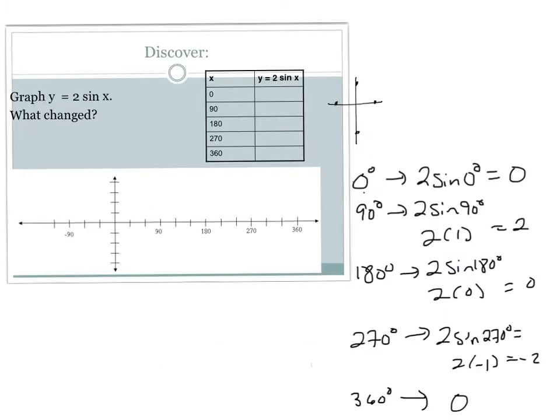Okay, so I got my work here on the right hand side, and I'm going to go ahead and fill in all my values. Basically, I just took 2 times whatever the trig value was, which was 1, and I'm getting 0, 2, 0, negative 2, 0. So I plug these values in, and I get 0, 2, 0, negative 2, 0.